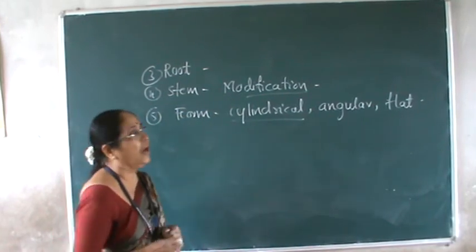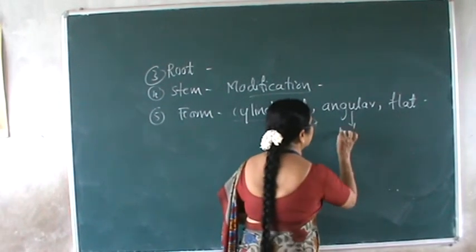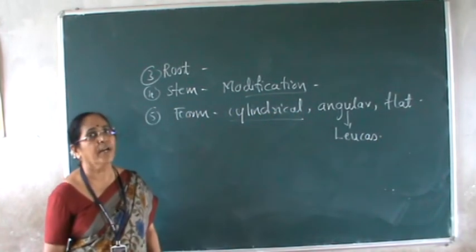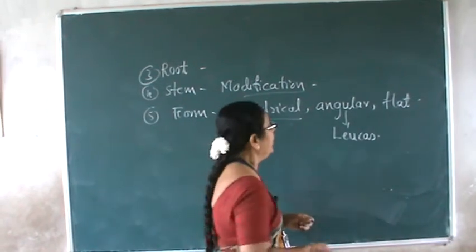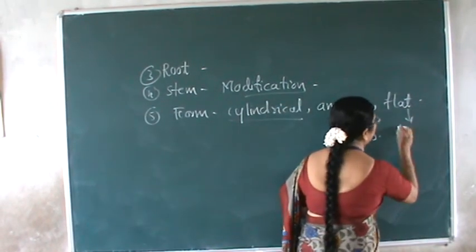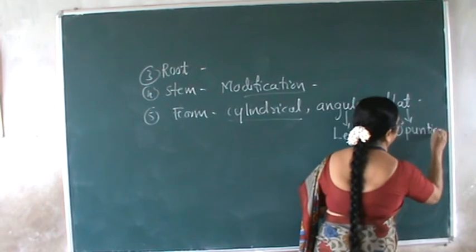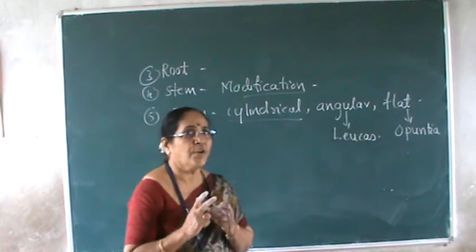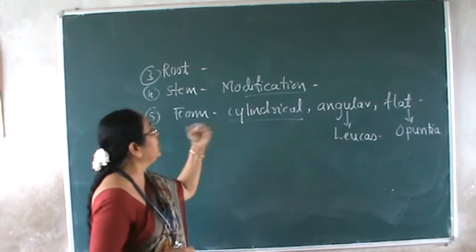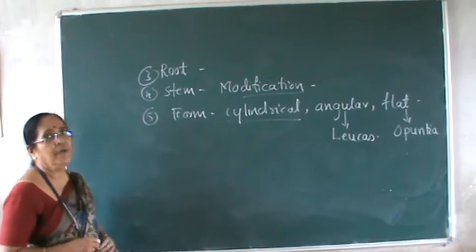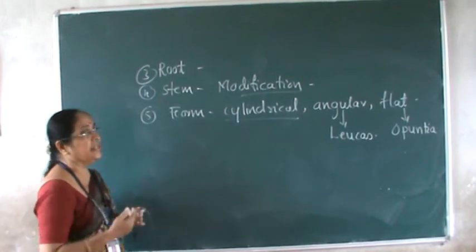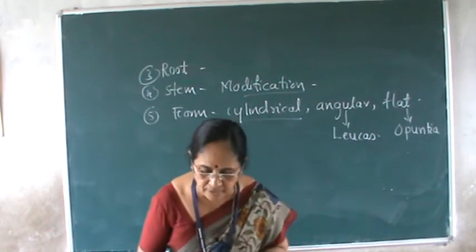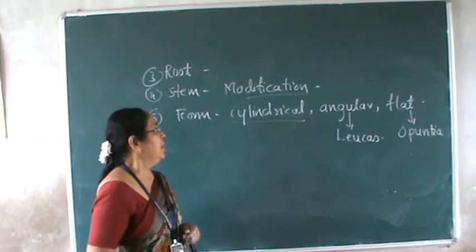Suppose if it is angular in outline, this can be clearly seen in case of Leucas, an example for a plant having an angular type of stem. Many times it is flattened, such as in Opuntia, where the stem is flattened. So the flat nature of the stem can be mentioned. If it is cylindrical, mention the stem is cylindrical, angular stem or flat stem, etc. That is to be mentioned.